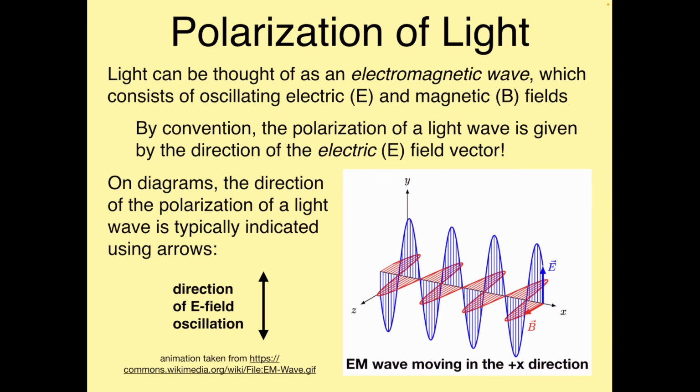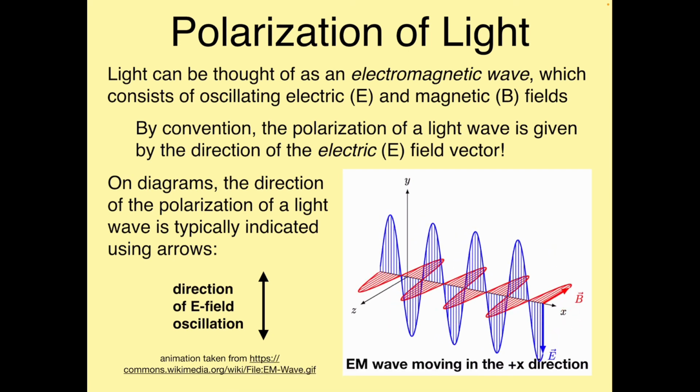Now, let's see how we can apply this idea of polarization to a light wave. Remember, light can be thought of as an electromagnetic wave. It consists of an oscillating electric field, which is given by E, and an oscillating magnetic field, which is given by B. I showed you this animation of an electromagnetic wave before, but it's worth taking a look at again. In blue, we have the electric field, which oscillates up and down along the y-axis. In red, we have the magnetic field B, which oscillates along the z-axis. And the wave itself is traveling in the x direction.